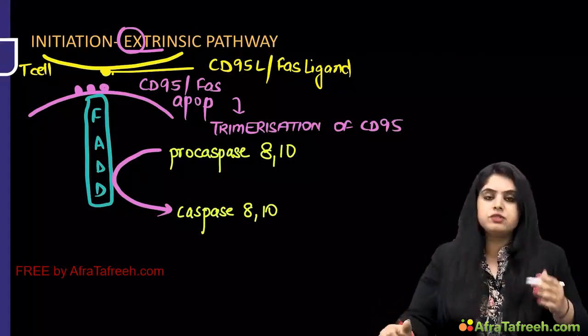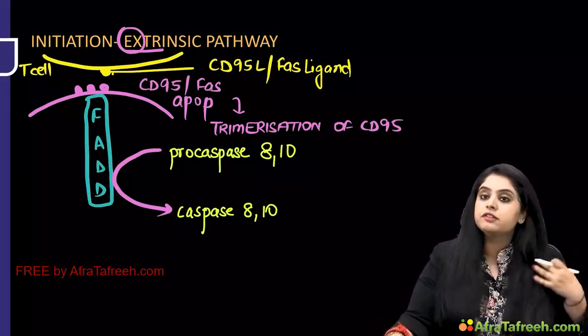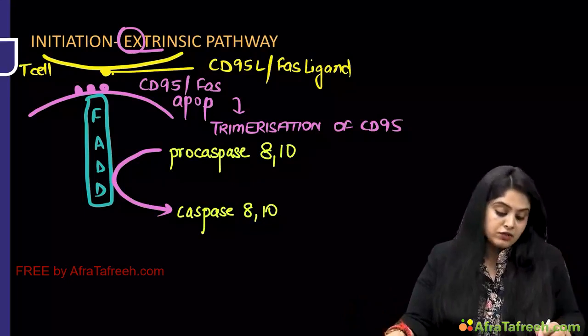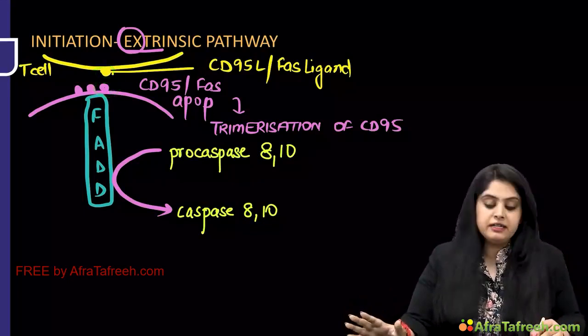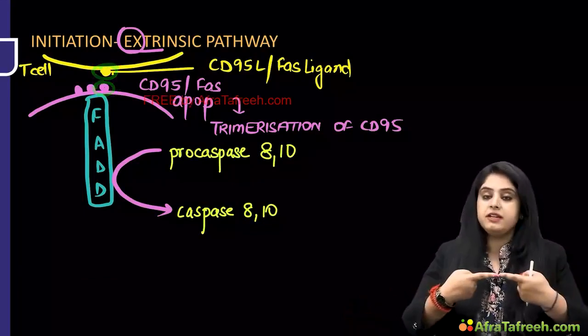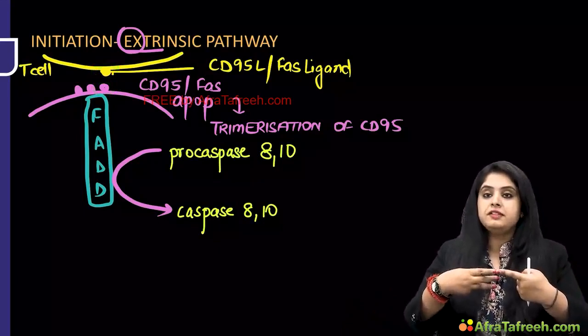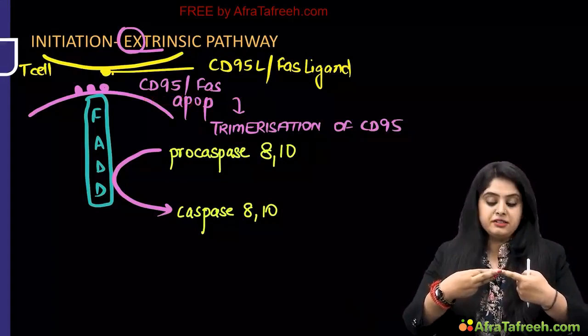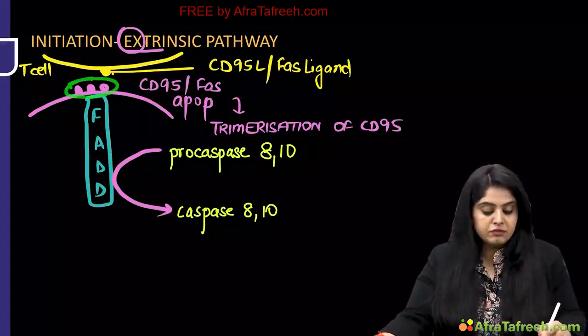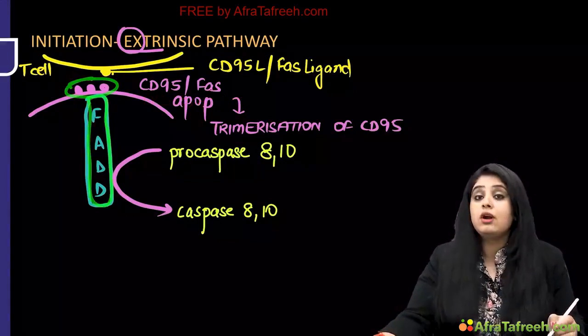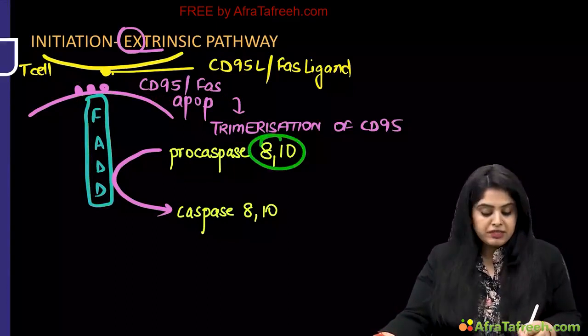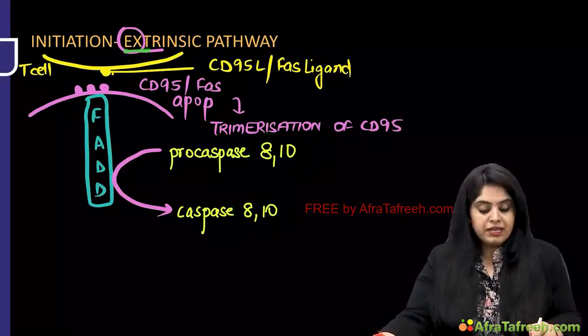So remember, this was outside. Let me ask you some questions. If I tell you to put it in the correct order, first there is a one-on-one interaction, CD95 and CD95 ligand. Then CD95 says, nahi, mujhe trimer banana hai. So 3 of them are going to come. Dekho, first there was one-on-one interaction. Then there's going to be a trimerization that will happen. After the trimer is formed, they're going to get a big molecule called FAD, and procaspase 8 and 10 will be converted into caspase 8 and 10.